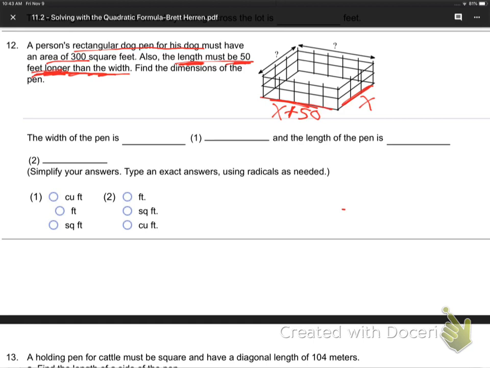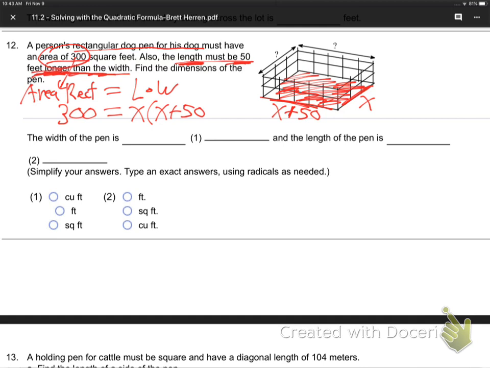How do you find the area? Now let's go to the area. The area of a rectangle. What's the area? All the space in the middle of a rectangle. How do you find the area of a rectangle? It's length times width, right? Do you know that formula? Good one to put on your 3x5 card for the next exam. So the area, which they said is 300, is length times width. It's x times x plus 50. So there's our equation. So let's distribute.